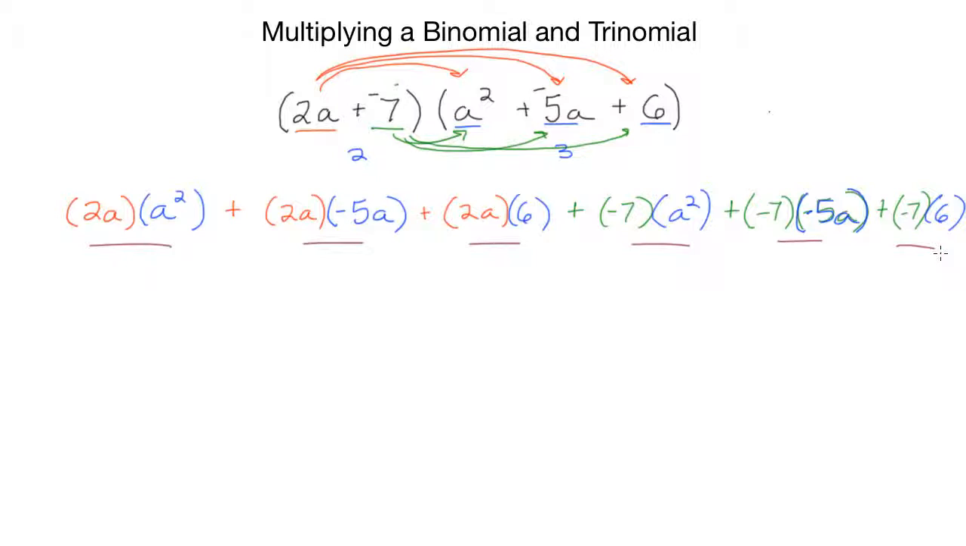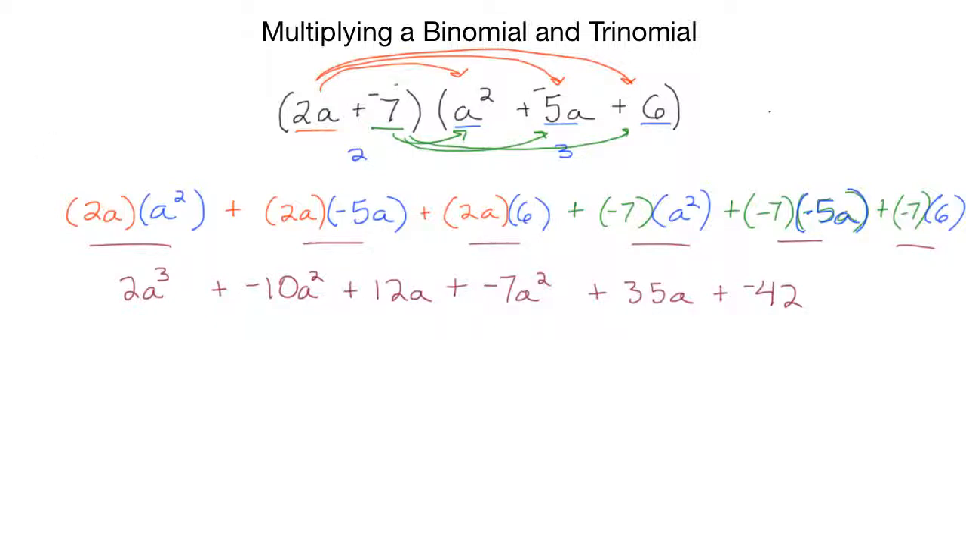All right, let's go ahead and simplify this out. Let's multiply my terms together. 2a times a squared is going to be 2a to the third, plus 2a times negative 5a is going to be negative 10a squared, plus 2a times 6 is going to be 12a, plus negative 7 times a squared is negative 7a squared, plus negative 7 times negative 5 is going to be positive 35a, and at the very end we have plus negative 7 times 6, which is going to be negative 42. There we go, we simplified things out.